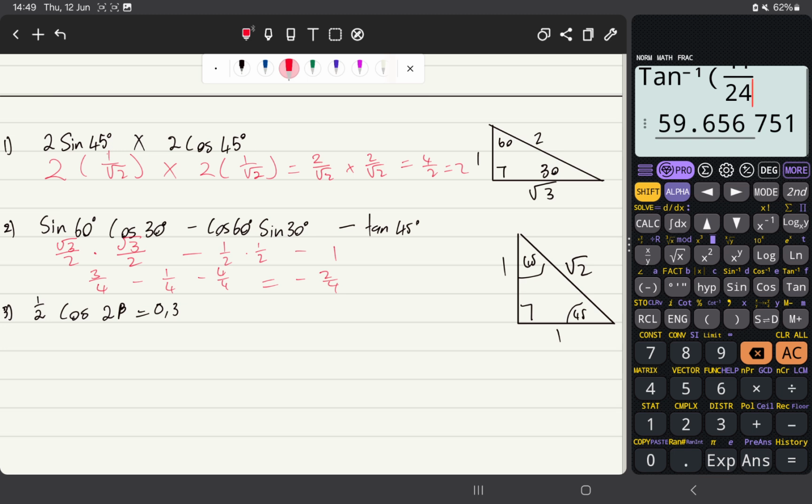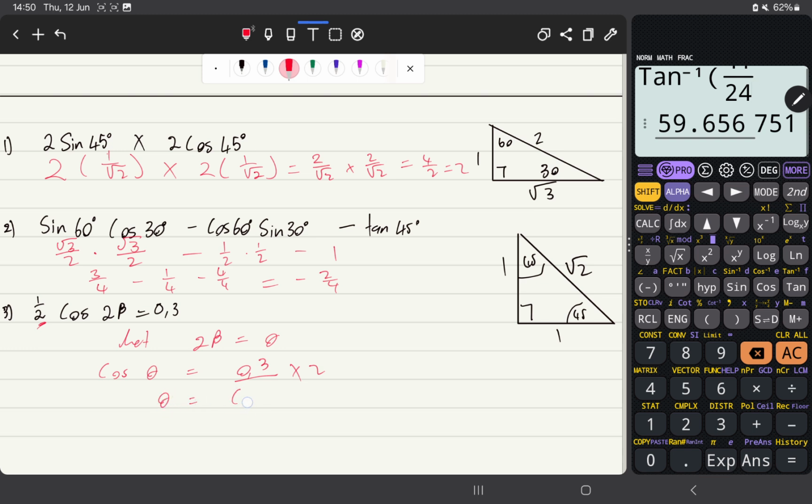And then the last one, this is where we are solving for theta. For example, for this one, you first need to get rid of this number. So you will have cos 2, and you want to treat this thing as, let's say, let 2 beta be theta. Then you have cos theta equals 0.3 divided by 1 over 2, which is basically multiplied by 2. And then we are solving for theta here.